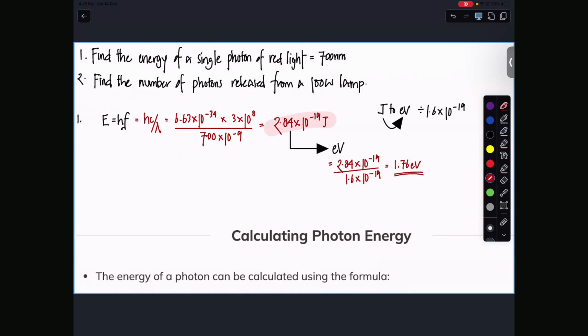So 2.84 into 10 to the power minus 19 J, we convert into this. This is still a unit for energy. It's just much more user friendly. Okay, so what we need to do is convert into this unit and work with it.